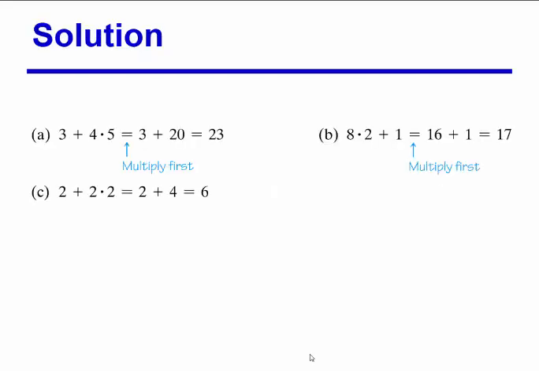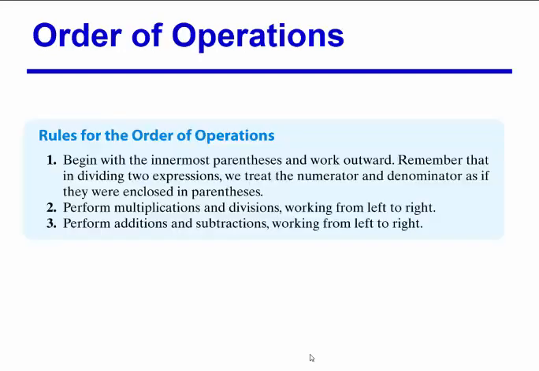So in the first one, we're going to go ahead and multiply first. So we're going to do 3 plus 20, which is 23. And B, again, we're going to multiply first. And if you notice, it doesn't matter if it comes after the addition or before the addition. And then for C, again, we're going to multiply first and then add. And then here are the rules for operations. I'm not going to read them to you. You can go ahead and just make sure that you understand these.